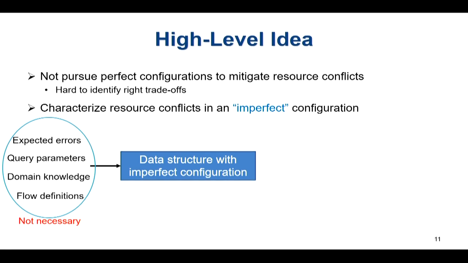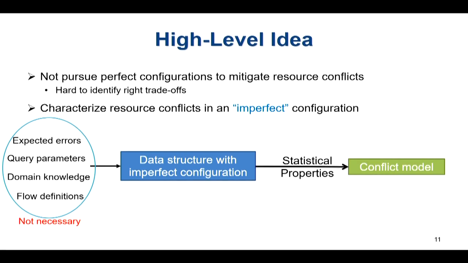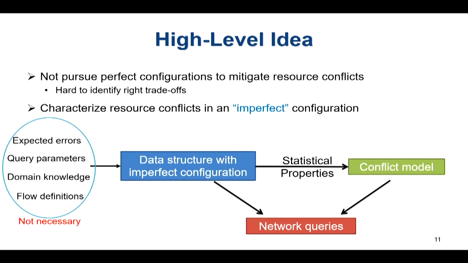So in this work, we propose a new methodology for SketchLearn. SketchLearn allows some imperfect configurations that don't consider these factors. Of course, such an imperfect configuration will cause serious resource conflicts and have only very poor accuracy. However, SketchLearn will learn some inherent statistical properties of resource conflicts inside this imperfect configuration. Then it will build an intelligent conflict model. If SketchLearn knows this model, it can utilize it to remove the impact of resource conflicts and answer user queries, and eventually it can significantly improve the accuracy.